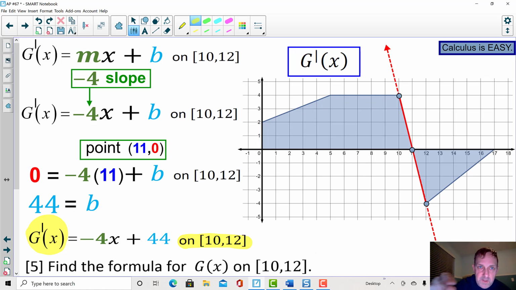Now, one of the most important things you have to understand is I can only plug in a point that's on the interval from 10 to 12. So any of these 3 points would be good. You cannot plug in the point 84 or something like that. That would not work. Okay, now that we've found g prime of x, we want to find g of x, so we're going to need to do the integral. I'm going to go to the next page.